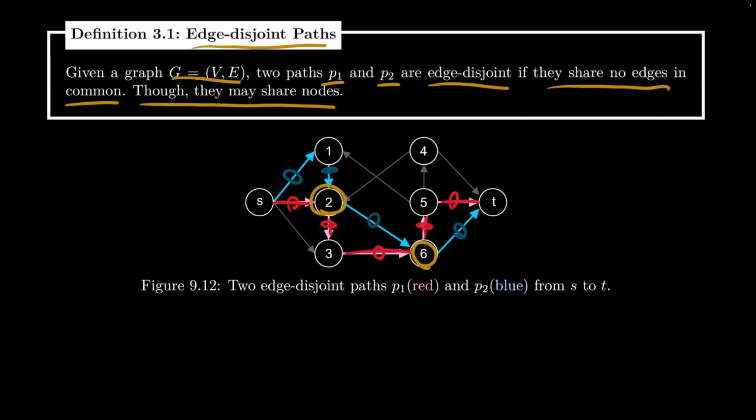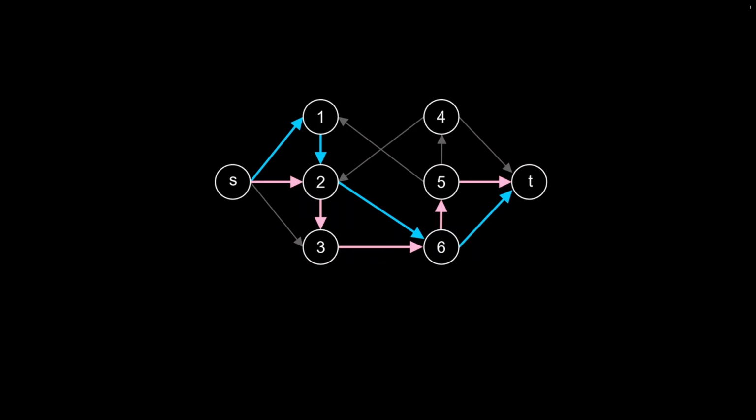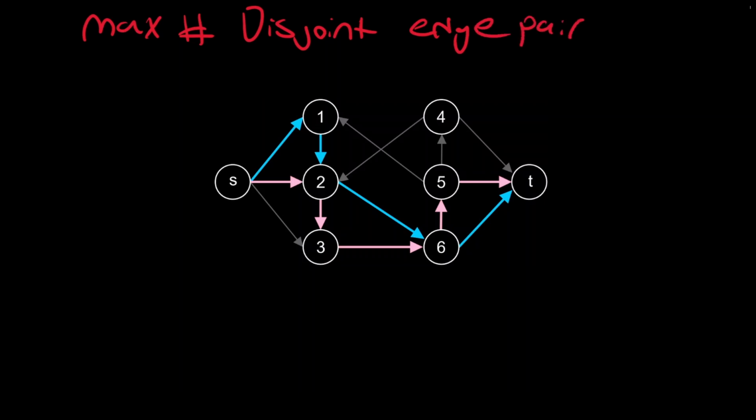So that is an edge-disjoint path. Our next question is, given any arbitrary graph, how do we find the maximum number of disjoint edge pairs? We can do this. We're going to use this graph from before as a guide, but to do this, we can essentially put a capacity of 1 on all of our edges, and then run a max flow algorithm.